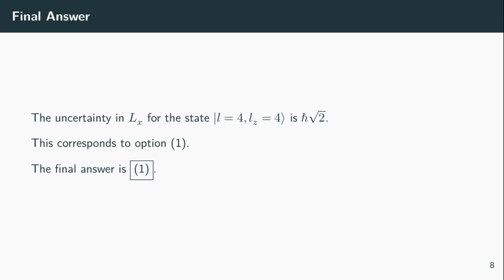So the uncertainty in Lx for the state L equals 4, Lz equals 4 is h bar times the square root of 2. Looking back at our options, this corresponds to option number 1. The final answer is option number 1.